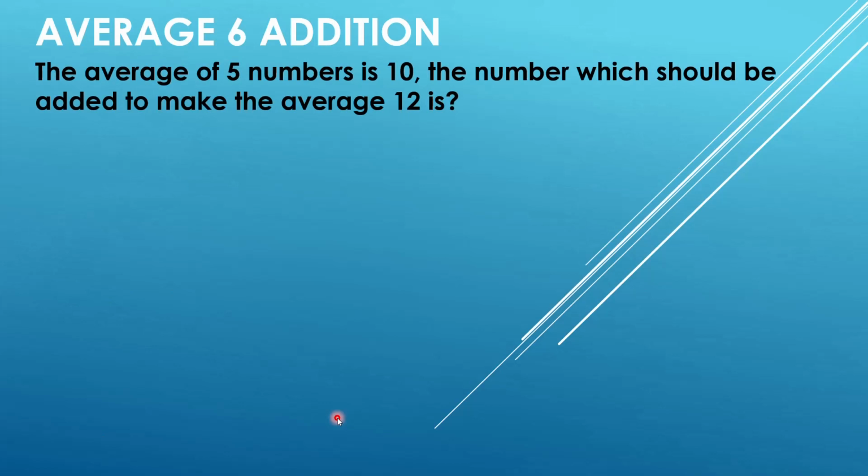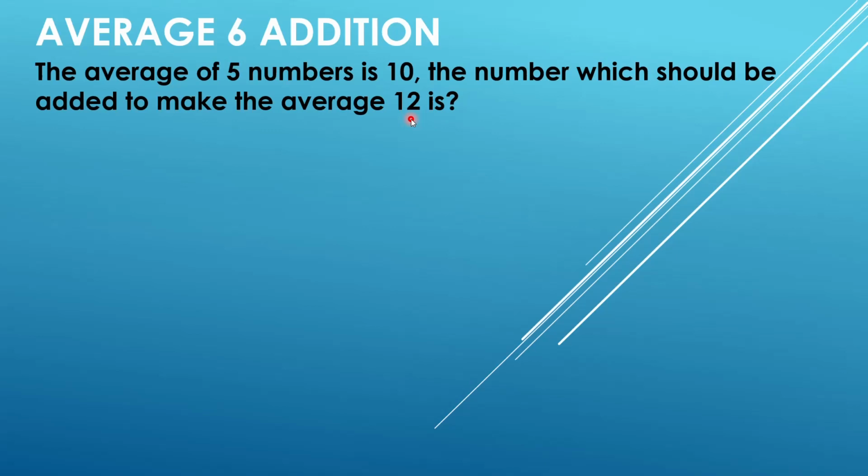And then the last topic is addition. If they have given some number, and if you are adding something, then what will be your average? So how can you calculate that? Let's take an example. Here the average of 5 numbers is 10. Here what they have given, A5 is equal to 10. The number which should be added to make the average 12. So A6 is also given, and you need to find out what the number is.